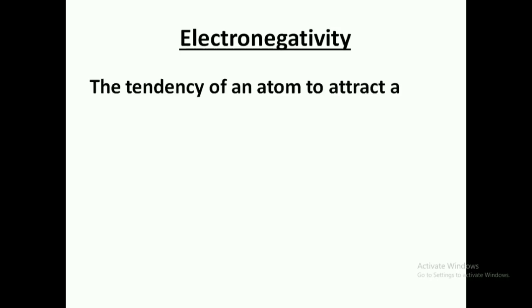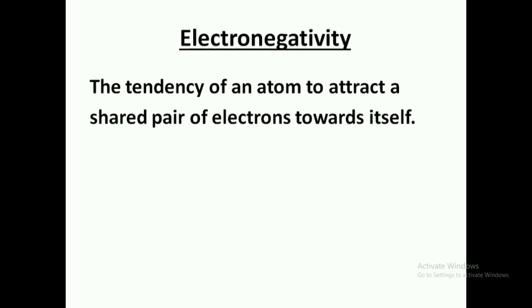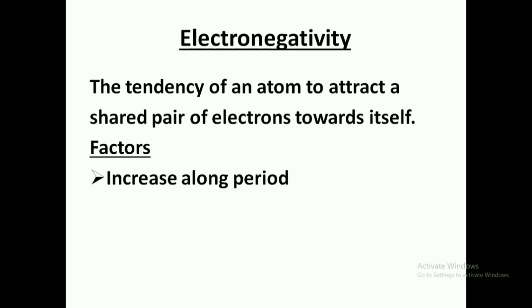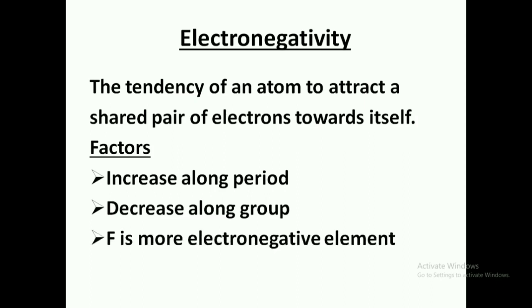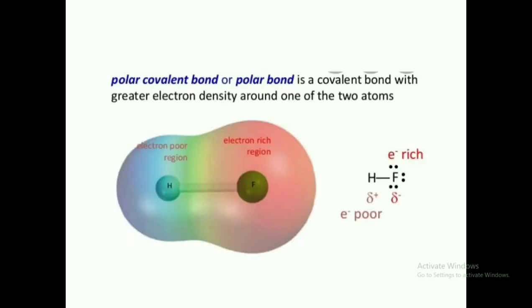Next topic: electronegativity. The tendency of an atom to attract a shared pair of electrons toward itself. Since it says shared pair of electrons, that means electronegativity is a property of covalent compounds. Factors: electronegativity increases along a period, electronegativity decreases along a group, and so fluorine is the most electronegative element in the periodic table. Now we consider a covalent compound, hydrogen fluoride.